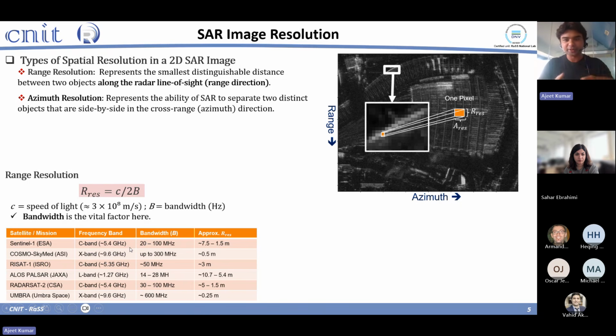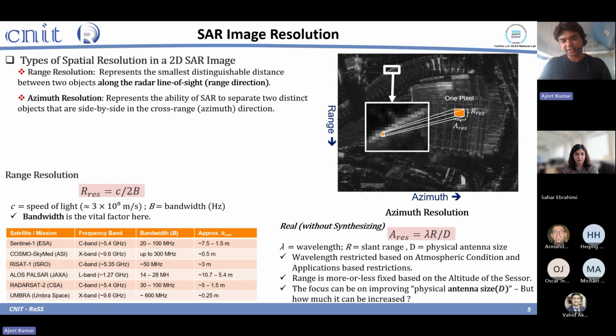And in the range direction, we can play with the architecture, and we can achieve very good resolution. But in the azimuth direction, the condition is not that straightforward. In azimuth direction, if you're not doing the synthesis process, if you're not going for the synthetic aperture radar, and you're relying on the real aperture radar system, real aperture antenna system, in that case, the formula for the resolution is something like lambda R by D.